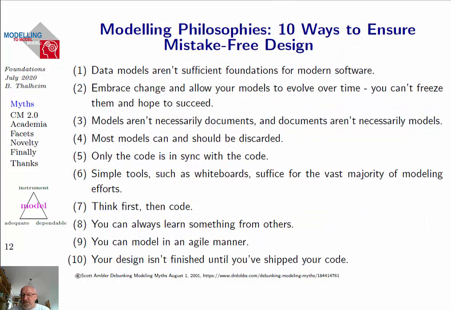Okay, Scott Ambler in the same paper declared 10 ways to ensure mistake-free design. Data models aren't sufficient foundations for modern software. That's true. We need a model suite. Embrace change and allow your models to evolve over time, and you can freeze them and hope to succeed. Okay, maybe. Models aren't necessarily documents, and documents aren't necessarily models. I claim that documentation and models are orthogonal features.